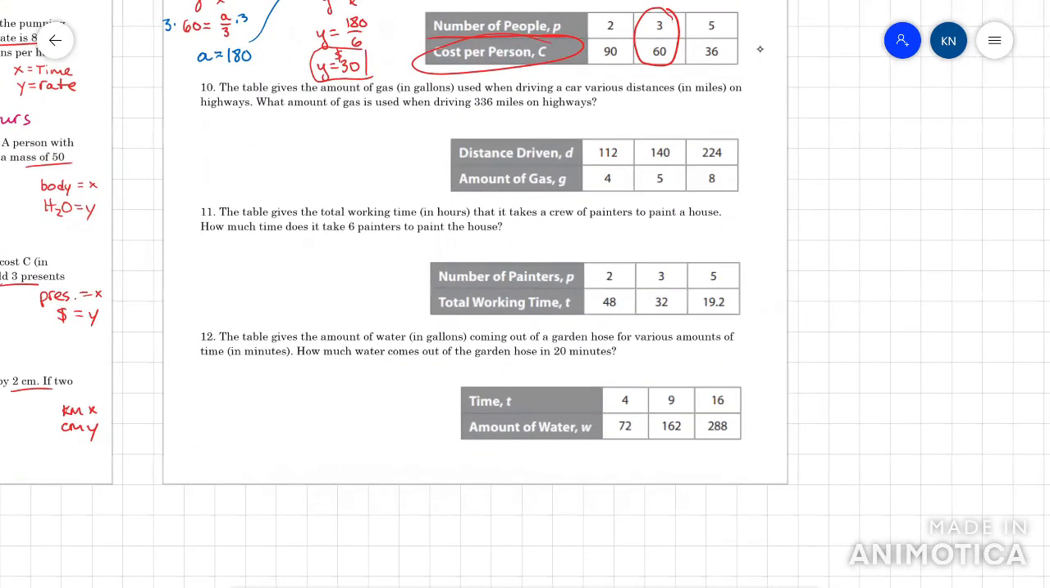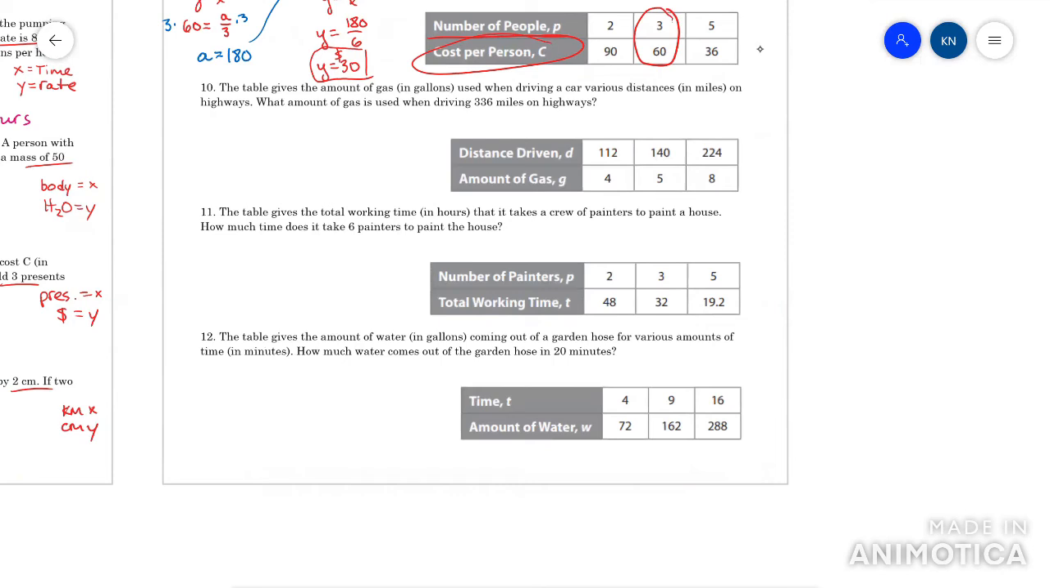Okay, next one. My X's go up, my Y's go up. This is direct variation. So it's just X over Y equals X over Y. Pick an X and a Y. It doesn't matter which one. I'll use 140 and 5. So X is 140, Y is 5 equals. And then they give us driving 336 miles. So that's a distance. So that's an X. 336 to, we don't know the Y. That's what we're trying to find.